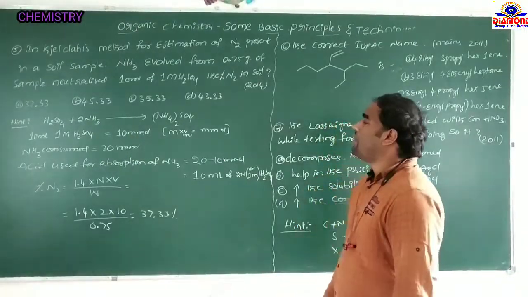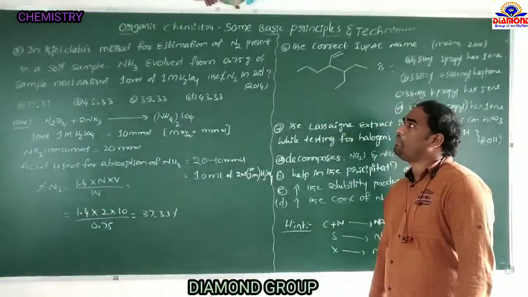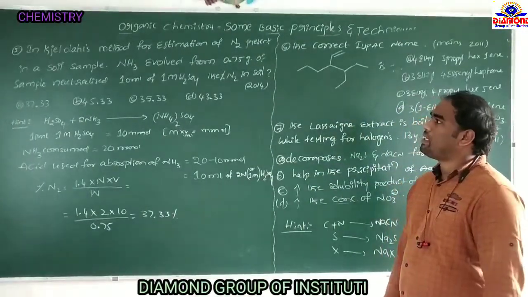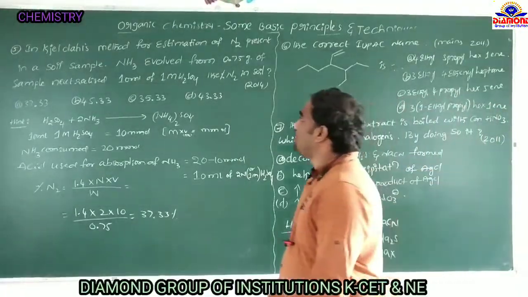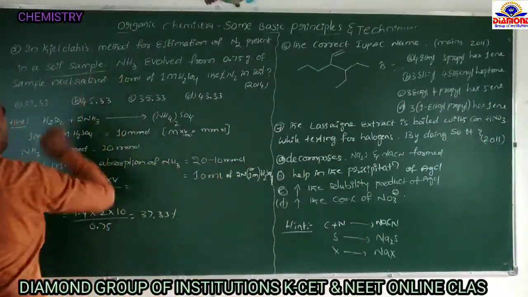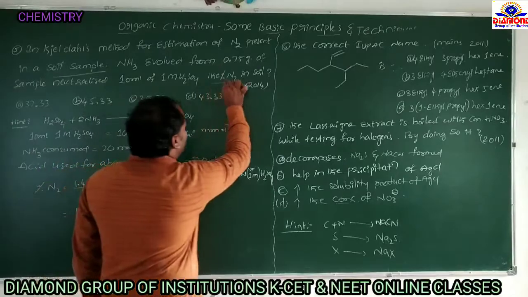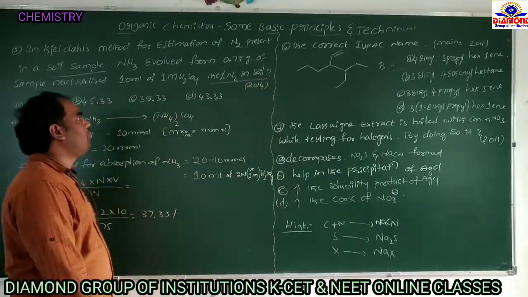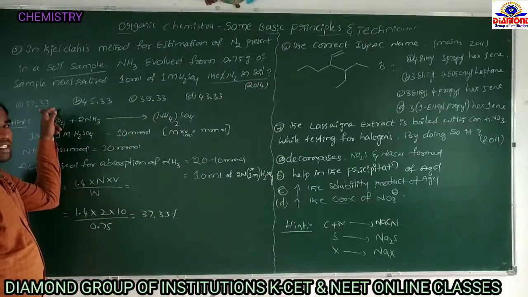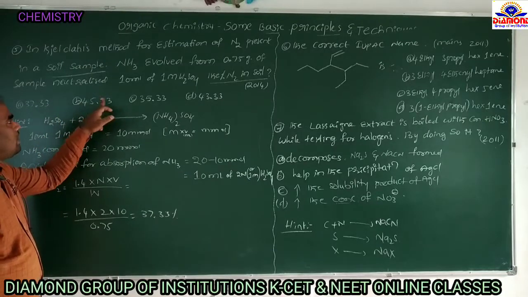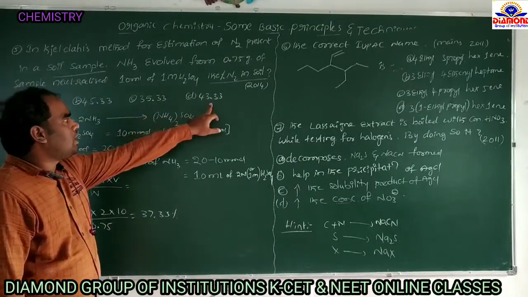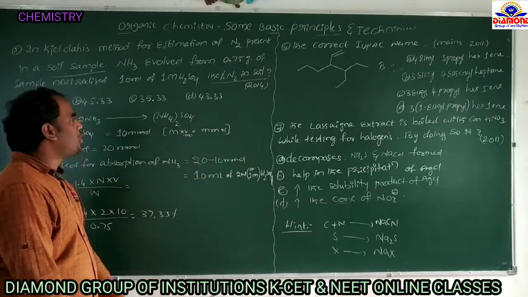So next, question number 5. In Jaldal's method, for estimation of nitrogen present in a soil sample, ammonia evolved from 0.75 grams of sample neutralized 10 ml of 1M H2SO4. Then the percentage of nitrogen in the soil is what? Option A 37.33, B 45.33, C 35.33, D 43.33. This is a 2014 question.